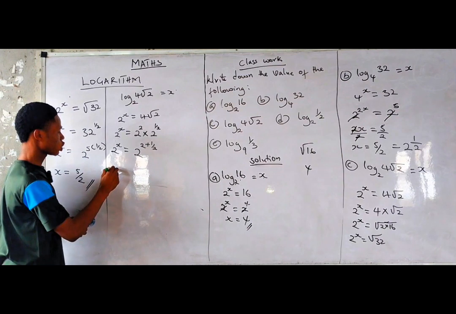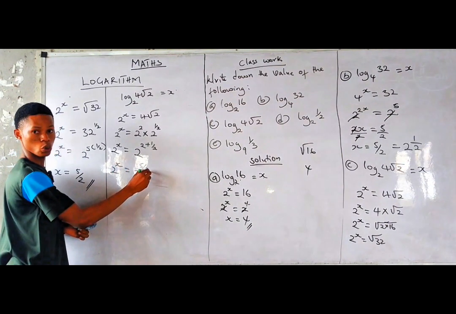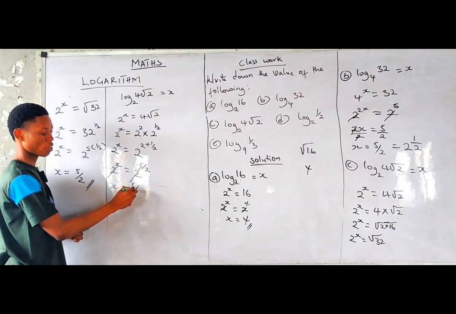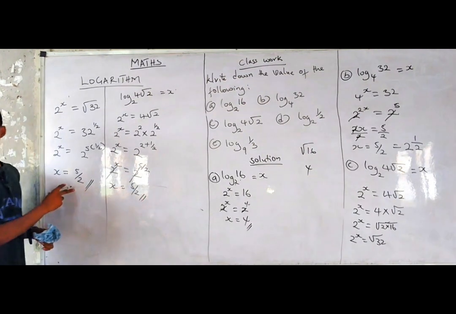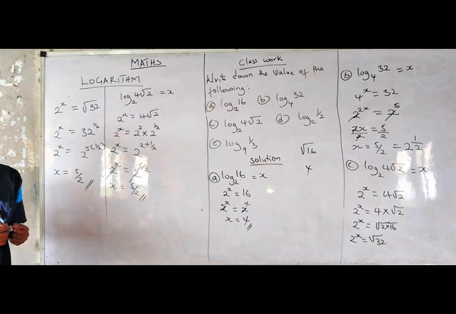So we have 2 raised to power x equal to 2 raised to power what? 5 over what? 2. 2 cancels 2. x is equal to what? 5 over 2. Still the same answer. Any method that is good for you.